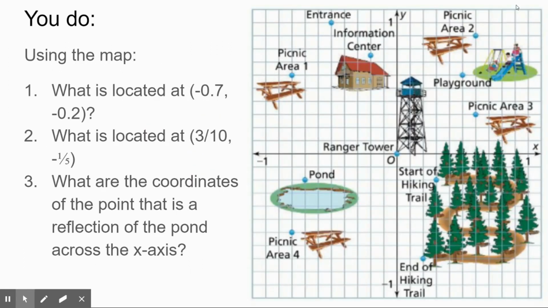So in this you-do problem, we're going to use this map. This comes from our Savas resource. And using this map, we're going to answer 3 questions. What landmark is located at negative 0.7, negative 0.2? What landmark is located at 3/10, negative 1/5? And then what are the coordinates of the point that is a reflection of the pond across the x-axis?